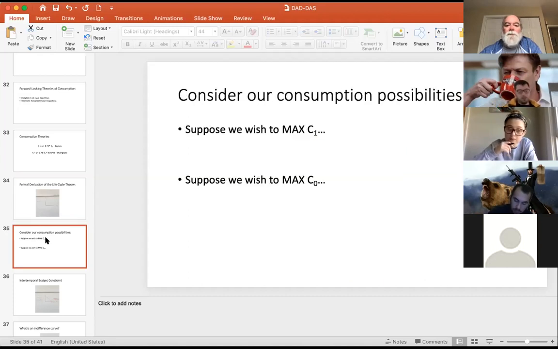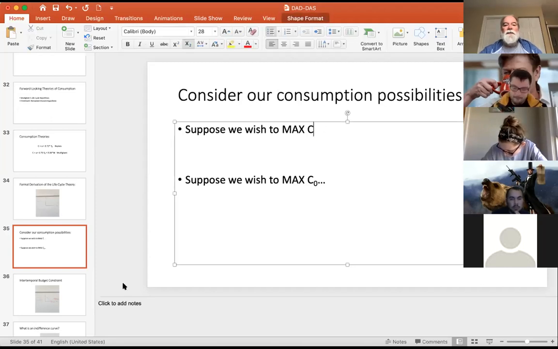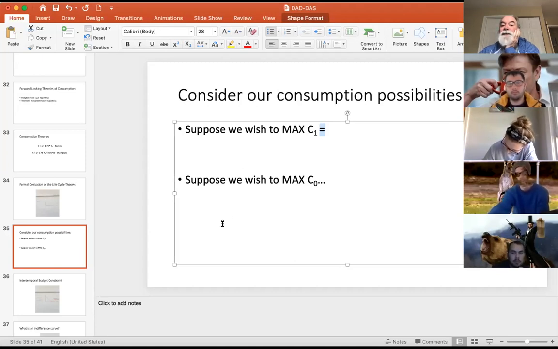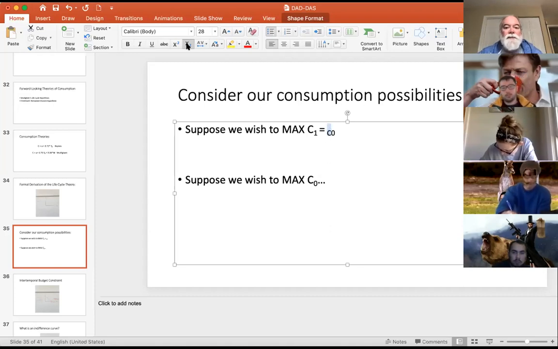So let's think about this a little more. Let's consider our consumption possibilities. Suppose we want to maximize our future consumption. How would we do that? What would we have to do to maximize our consumption tomorrow? Spend less money today. Not only that, we would have to spend no money today, right? So if we wanted to maximize consumption tomorrow, we would have to say C0 is 0.